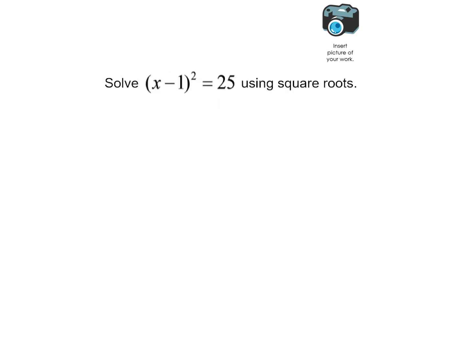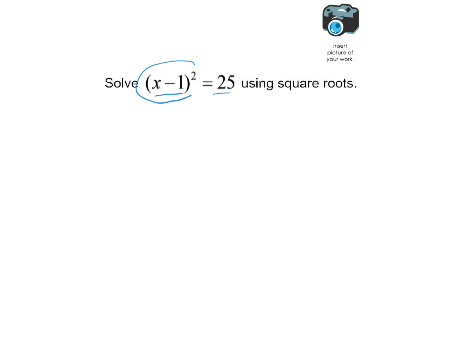All right, hit pause and see if you can do this one on your own. If you got x equals 6 and x equals negative 4, take a picture of all your work and insert it. If you did not, let's see where you went wrong. All right, so by looking at this, we know right now that its vertex is not at 0, 0, and it's greater than 0. So we're going to have 2 real solutions, but we need to know what they are.